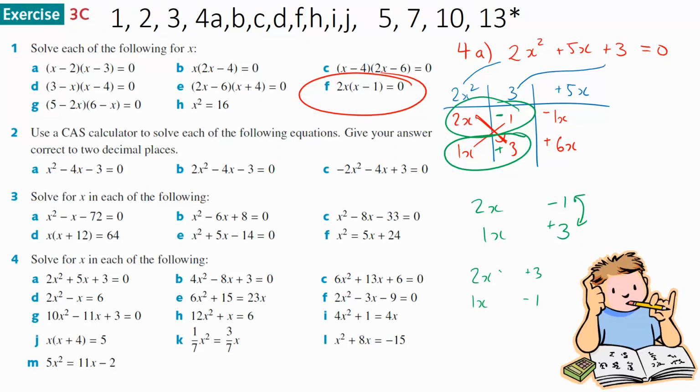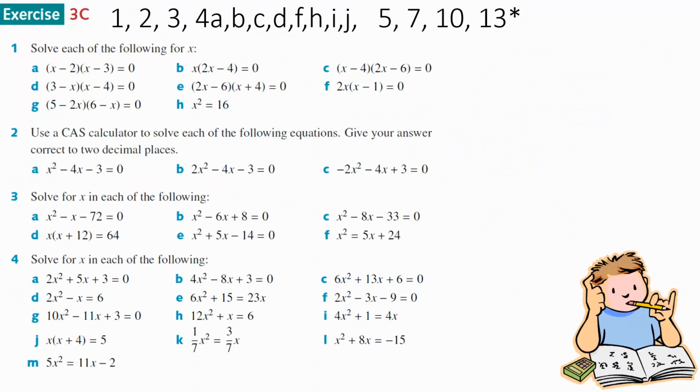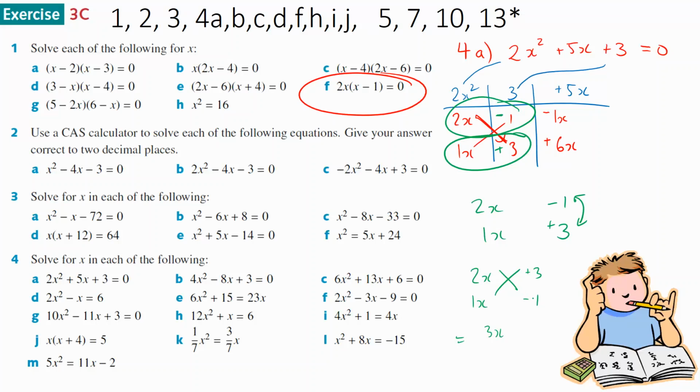So if I test that now, let's do the cross method to it. That gives me 1x times 3, which is 3x. But then you can see it can't be a minus 1 because 2x with a minus 1 will make it a minus.